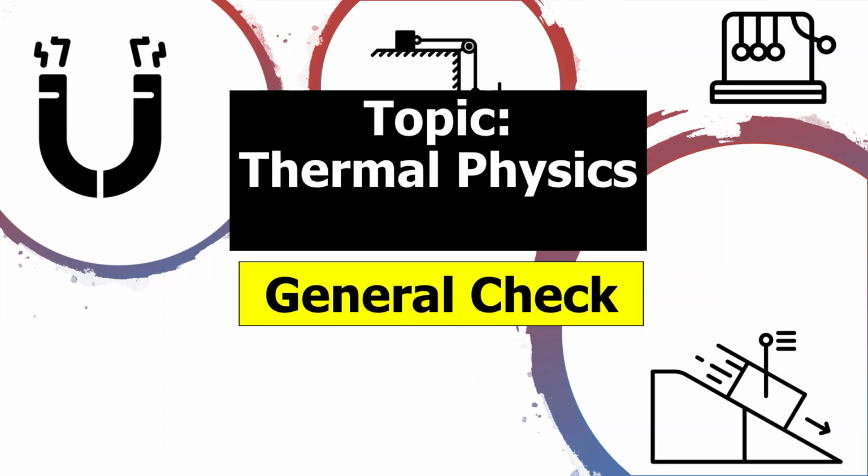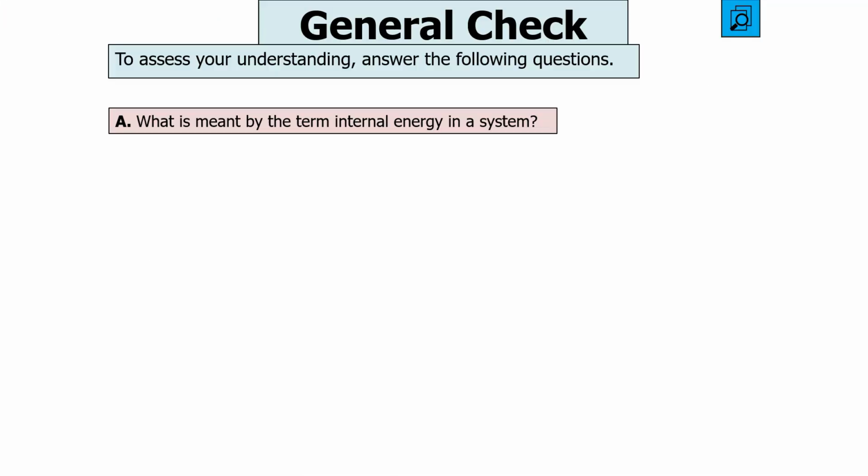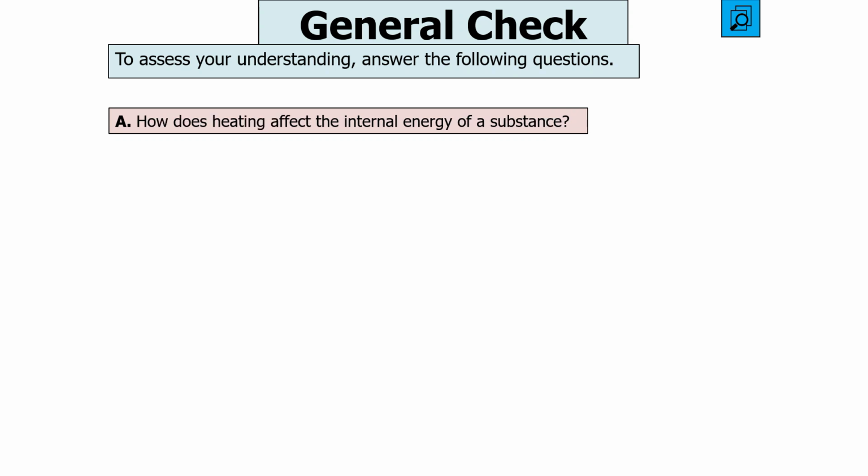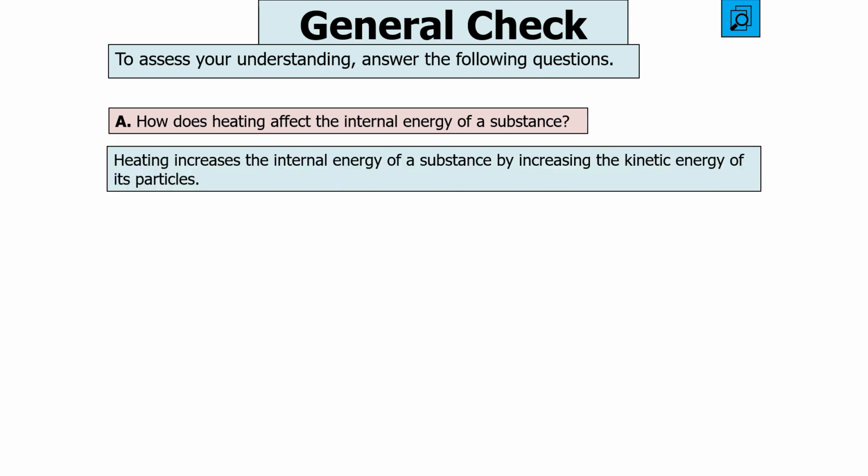So let's have a look at some general check questions to do with thermal physics. What is meant by the term internal energy in a system? Internal energy is the total of the randomly distributed kinetic and potential energies of all the particles found within a body. How does heating affect the internal energy of a substance? Heating increases the internal energy of a substance, normally by increasing the kinetic energy of its particles.